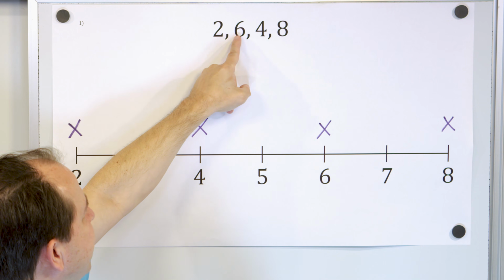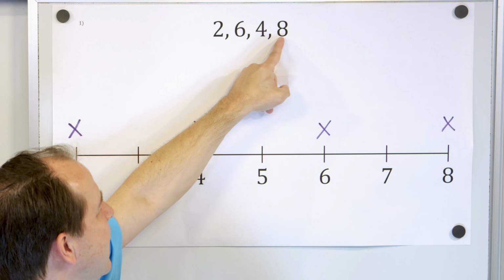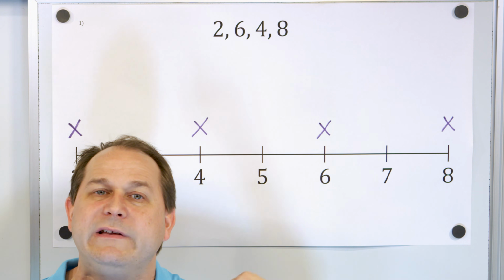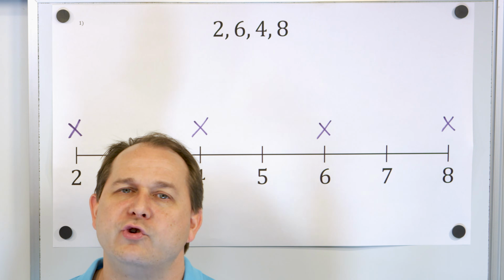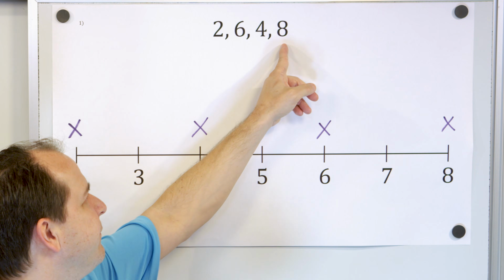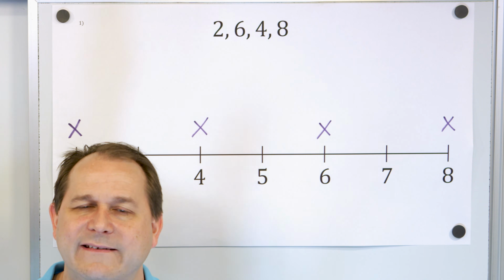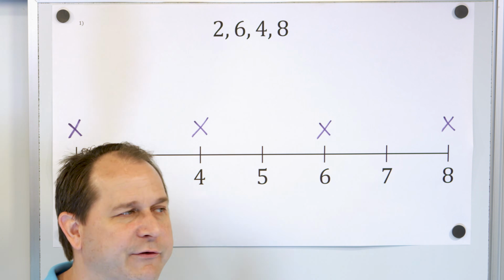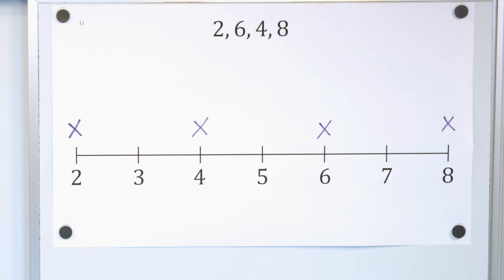Here we have 2 plus 6 plus 4 plus 8. And then after we add it up, we divide that number by the total number of numbers in the data set. So there's 4 numbers in here. So we add them up, divide by 4. That's how we find the mean, or also called the average value. So let's go down here and calculate the actual average value here, right?